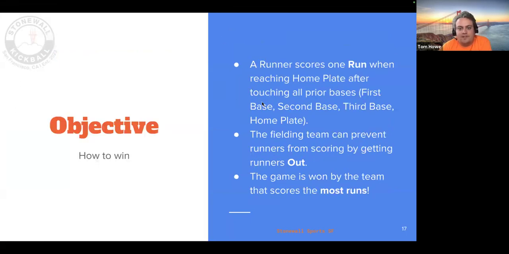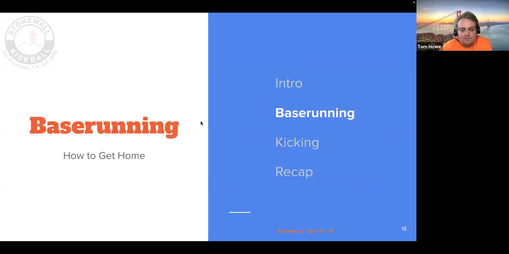Hearing none, I'll go ahead and move us along. So objective, how exactly do you win? Well, the winner of the game is the team that scored the most runs. Remember, a run occurs when a kicker turns into a runner and successfully makes it back to home plate. The fielding team is attempting to prevent the kicking team from accumulating these runs by scoring outs.